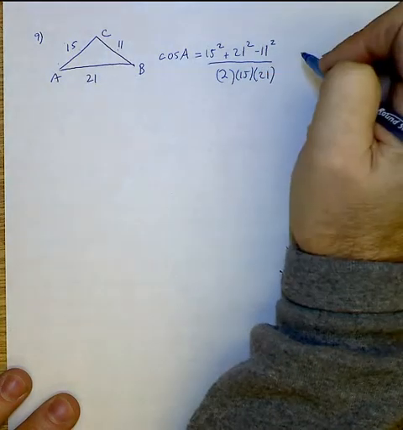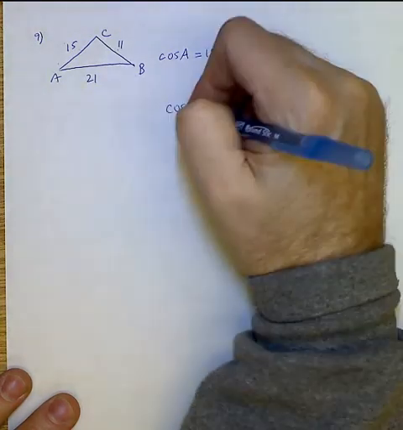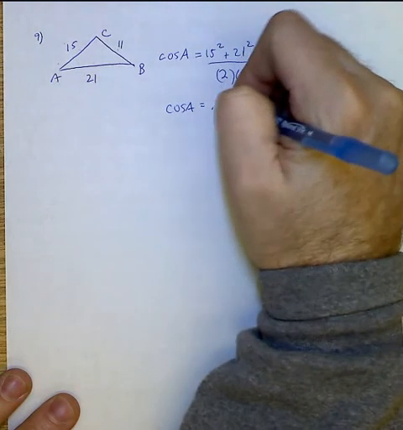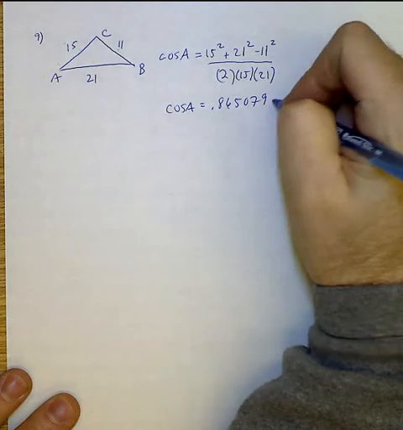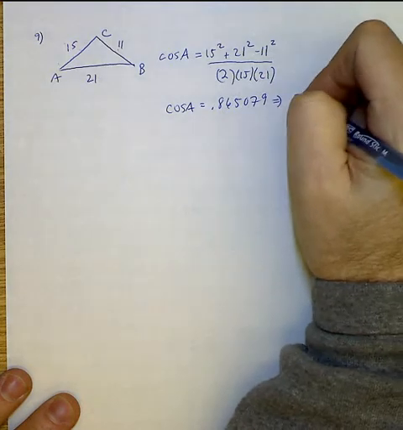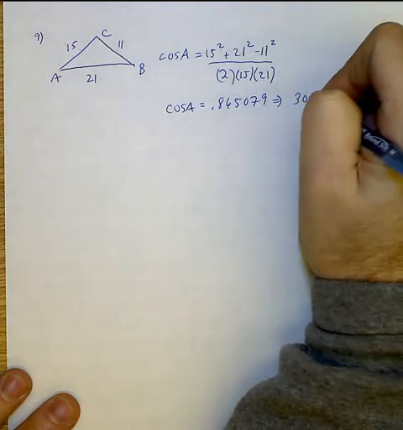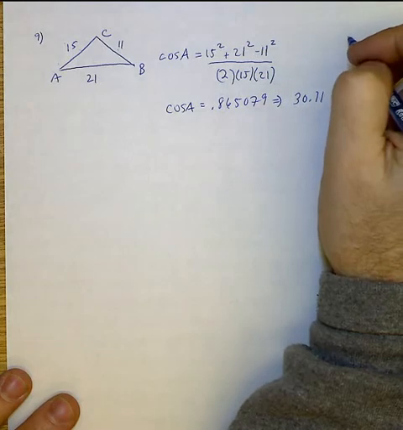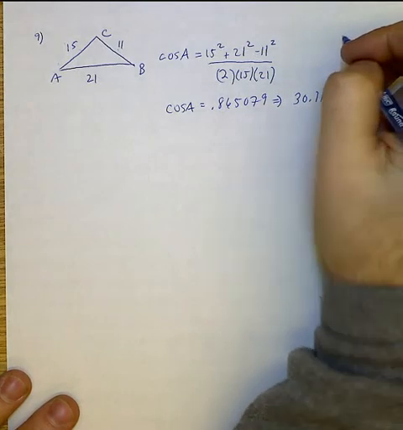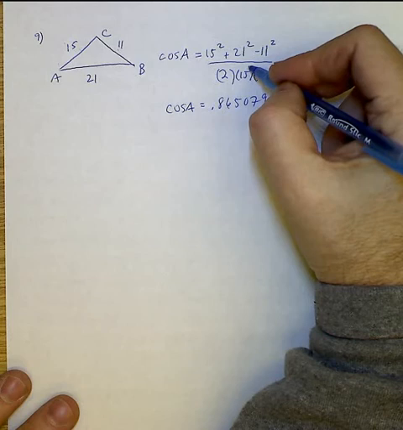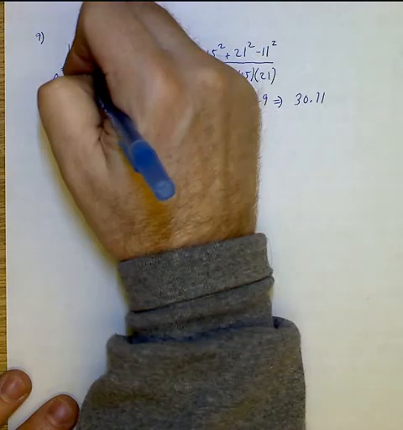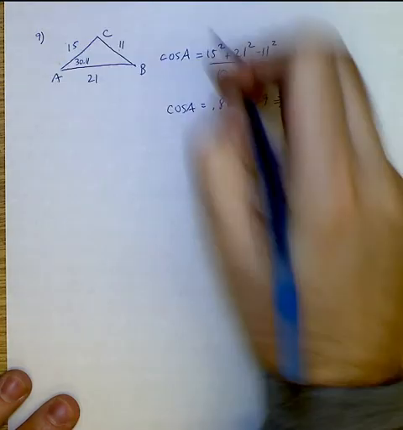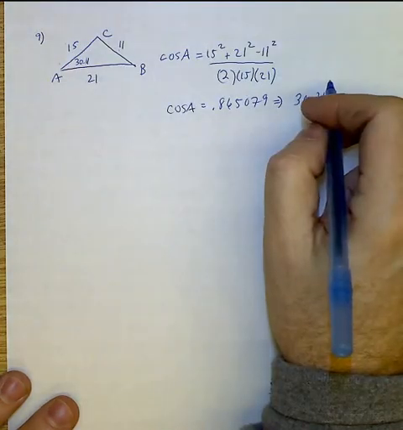And when you solve for cosine of A, you get your decimal, and then you take the inverse cosine and you end up with the measure for angle A, which is 30.11. Now, once you use the law of cosines, it's more algebraically intensive than law of sines. Once you find this angle, which is right here, well, now you can use law of sines to finish. You don't need to keep using law of cosines.